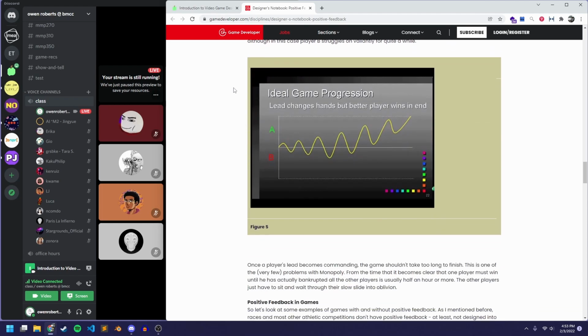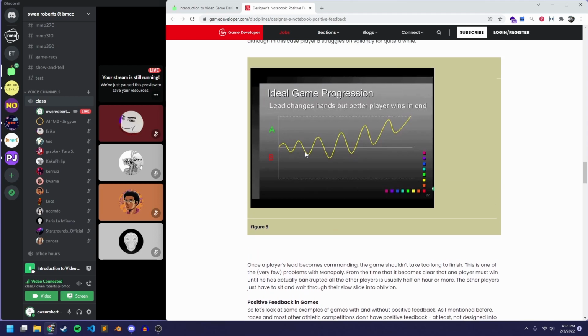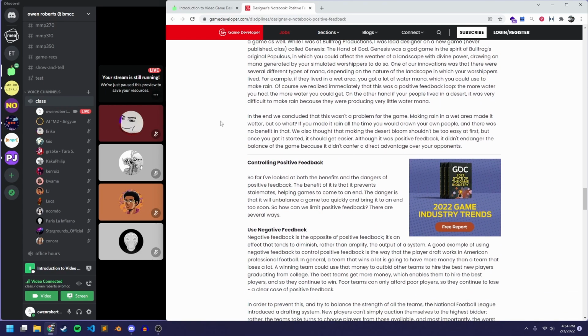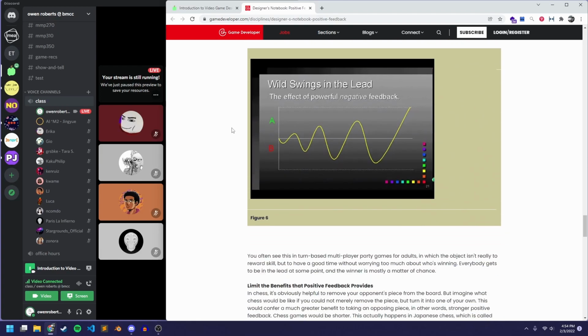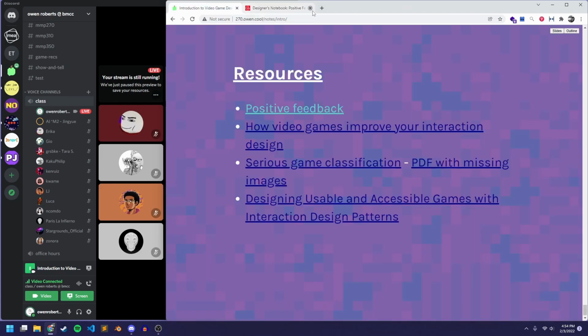And then we have the ideal game progression according to this author. There's a lot of back and forth, and there's these big swings. So A starts out okay, but then B's winning by a lot, then A is winning, and then the swings are kind of getting bigger and bigger. We're going back and forth, but eventually either the player or the computer or whoever is going to win in the end. So yeah, I think that's kind of a good example of game dynamics.